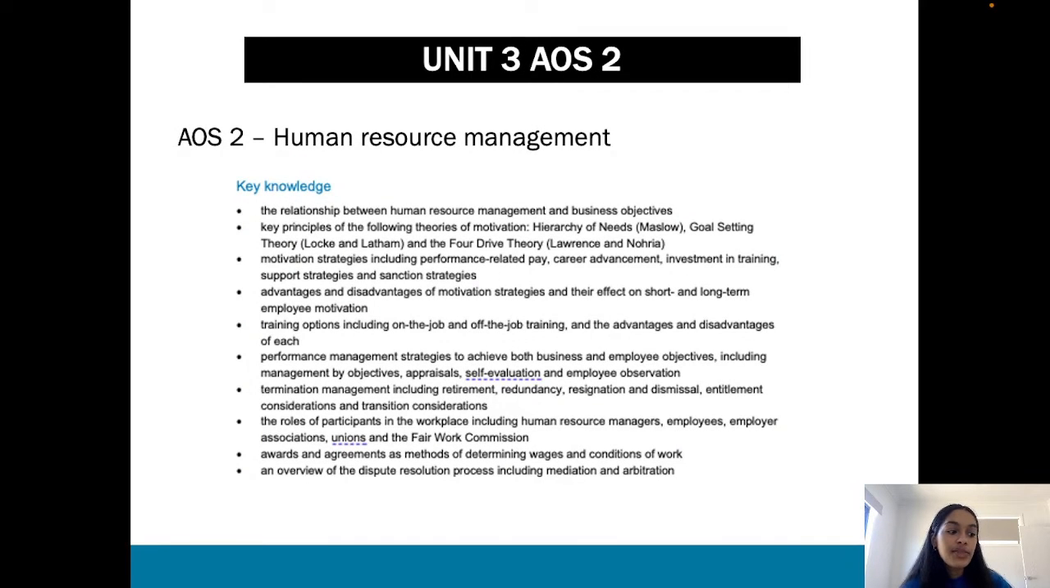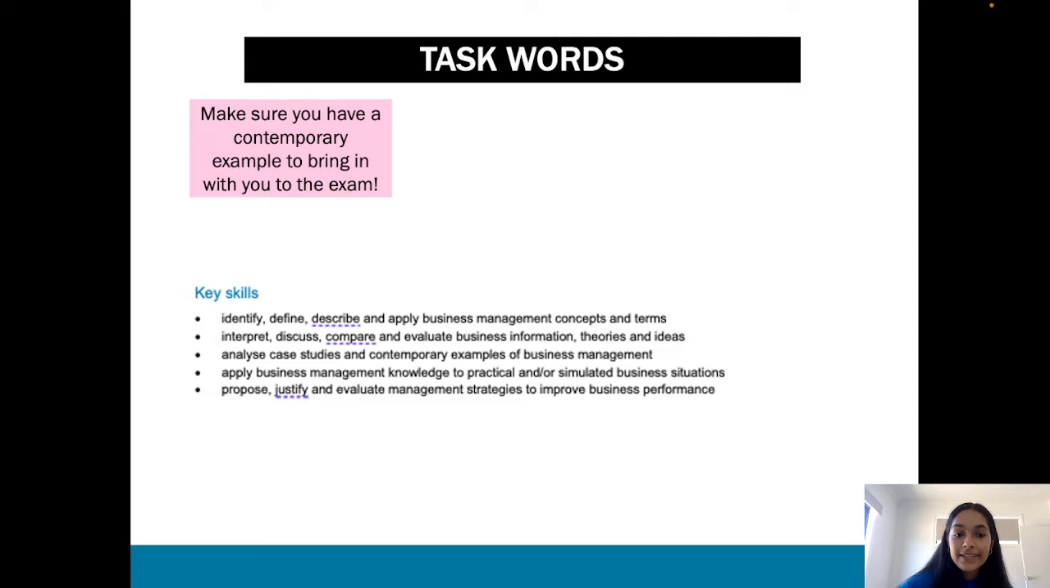Let us jump straight into Unit 3, Area of Study 2. This area of study is all about human resource management. These are all of the key knowledge points that we're going to go through today.